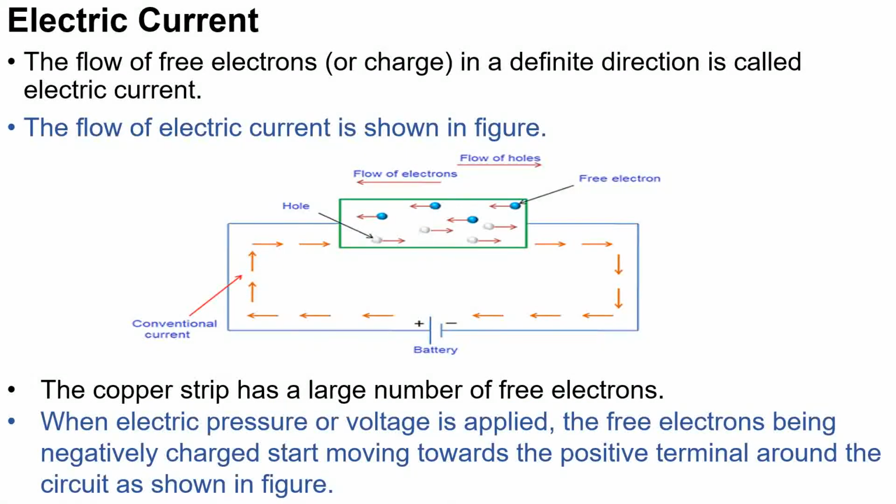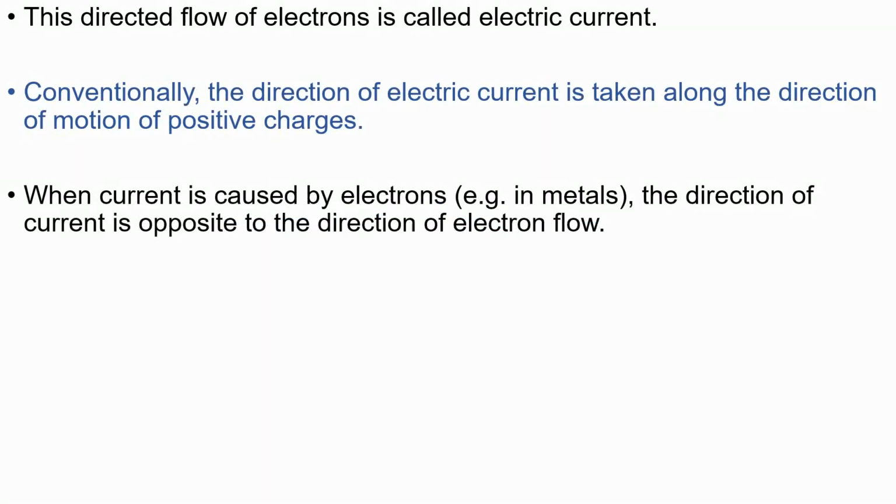Electric current. The flow of free electrons or charge in a definite direction is called electric current. The flow of electric current is shown in figure. The copper strip has a large number of free electrons. When electric pressure or voltage is applied, the free electrons being negatively charged start moving towards the positive terminal around the circuit as shown in figure. This directed flow of electrons is called electric current.